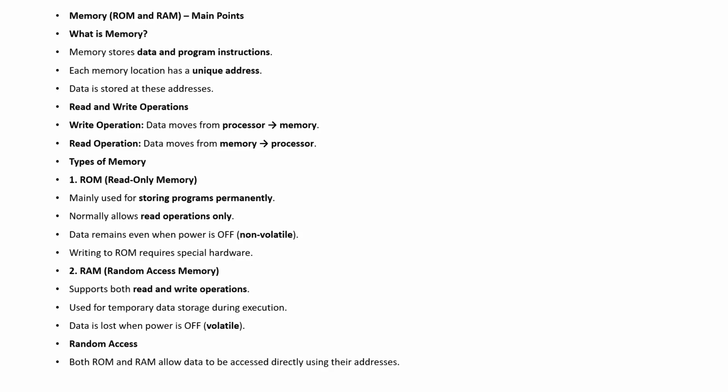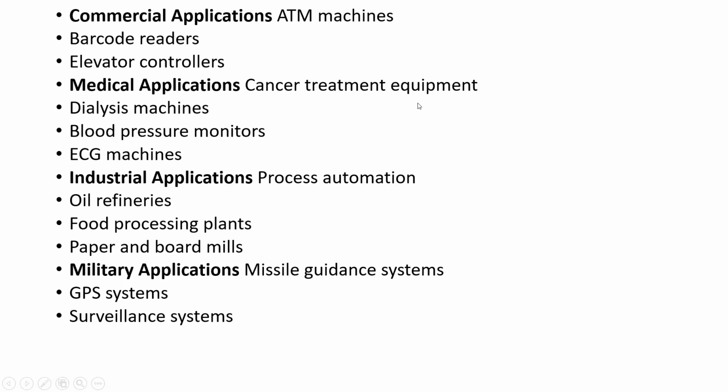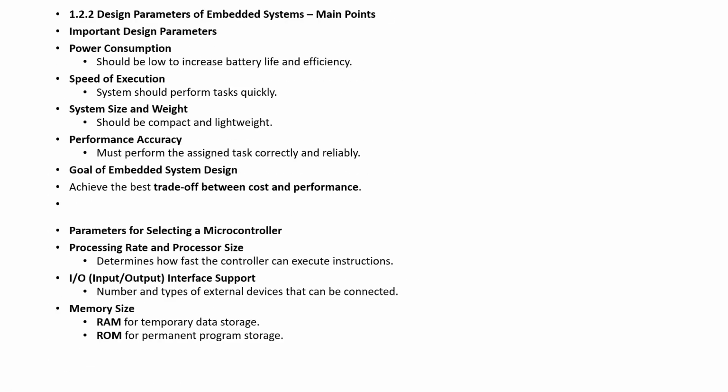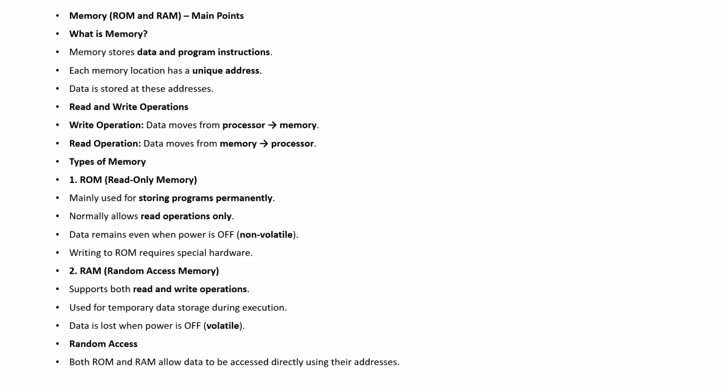So, what is memory? Memory is something that stores data and program instructions. Each memory location has a unique address. Suppose there is one memory where data is stored, then each piece of data has a particular address.